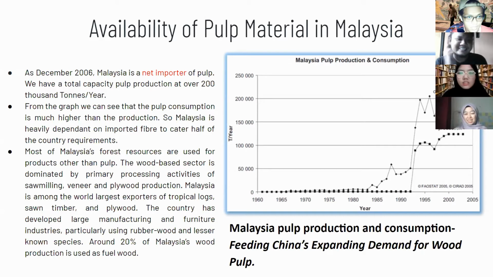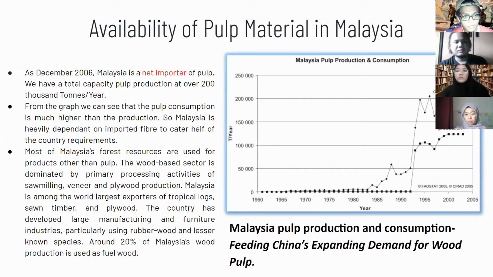As of December 2006, Malaysia is a net importer of pulp. We have a total pulp production capacity of over 200,000 tons per year. From the graph, we can see that pulp consumption is much higher than production. So Malaysia is heavily dependent on imported fiber to cater to half of the country's requirements.